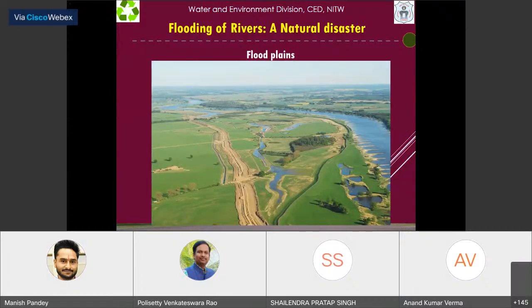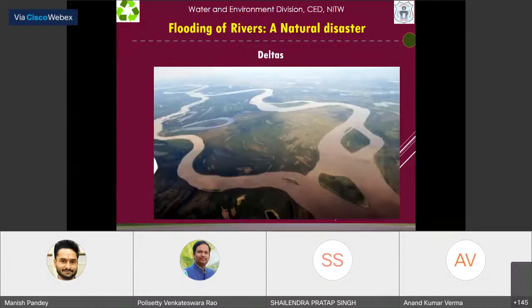Next, you have something called floodplains, and you have deltas after this. So these are the different formations of water as a geological agent.